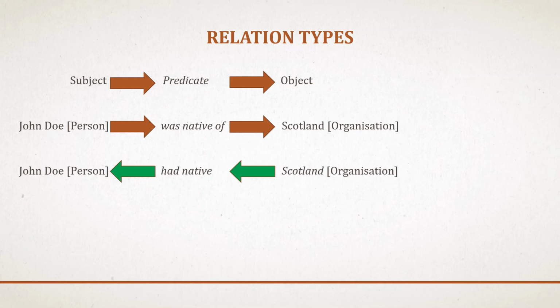Every relation type also expresses an inverse relationship. For example, when viewed from the perspective of the organization called Scotland, the relation reads, an organization entity called Scotland had native called John Doe, who is a person entity.